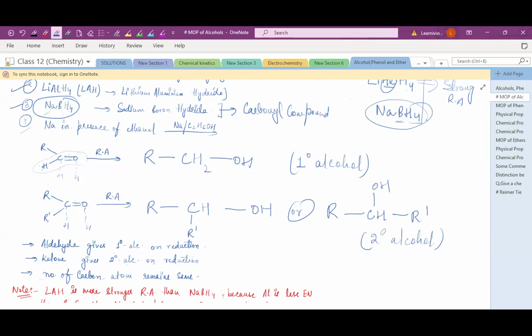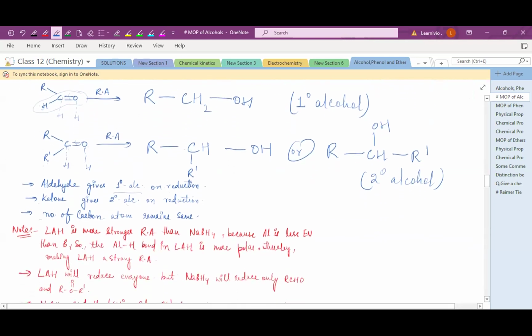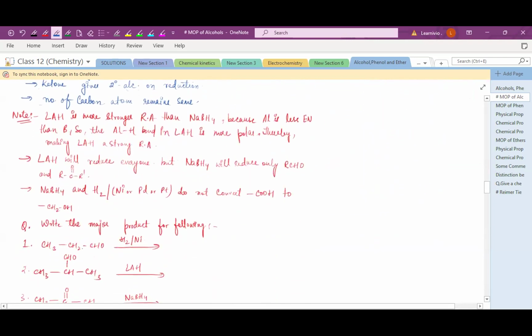Yes, ma'am. Okay. So aldehyde will give you primary alcohol on the reduction. Ketone gives secondary alcohol on reduction, and the number of carbon atoms should be the same. You don't have to alter the number of carbons. The number of carbons will remain the same. Okay. Yeah. This thing you can note down.